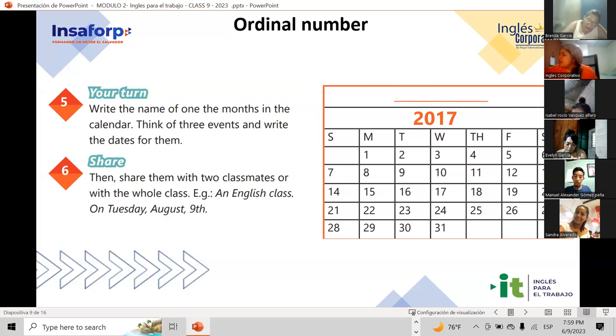Try to use the ordinal numbers, okay? Do not forget that. For dates, we use the ordinal numbers.